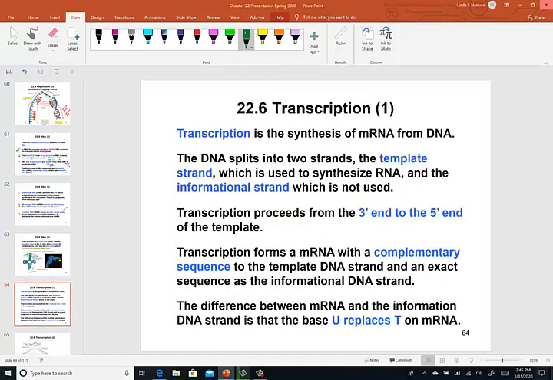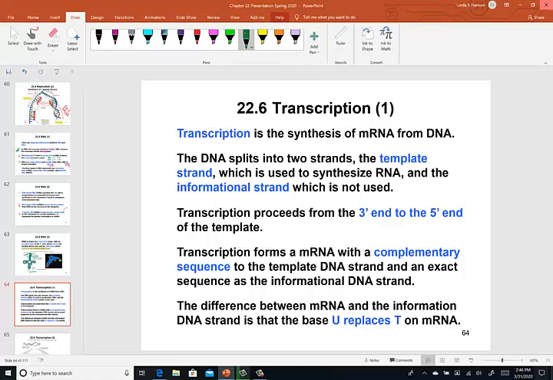This process called transcription is the synthesis of messenger RNA from DNA. Alrighty, so moving into the next section, this is 22.6 in our notes, called transcription. It's defined as synthesizing messenger RNA from the codes in DNA.